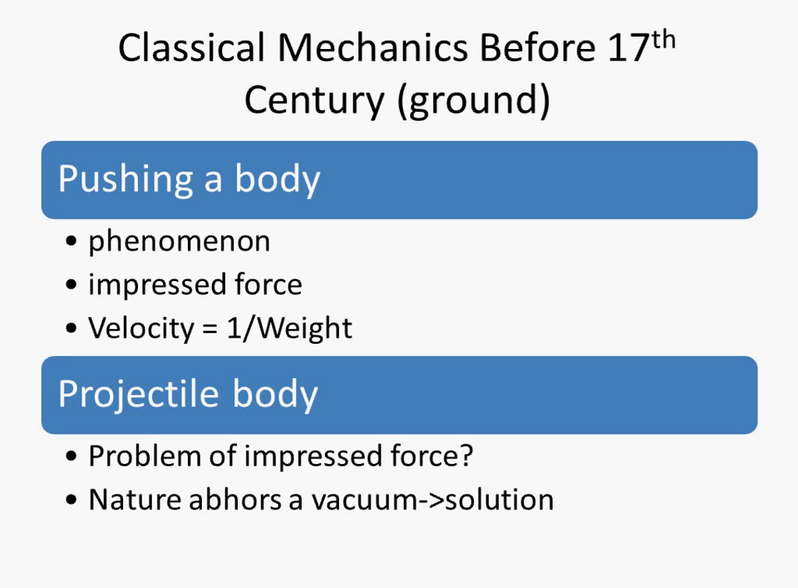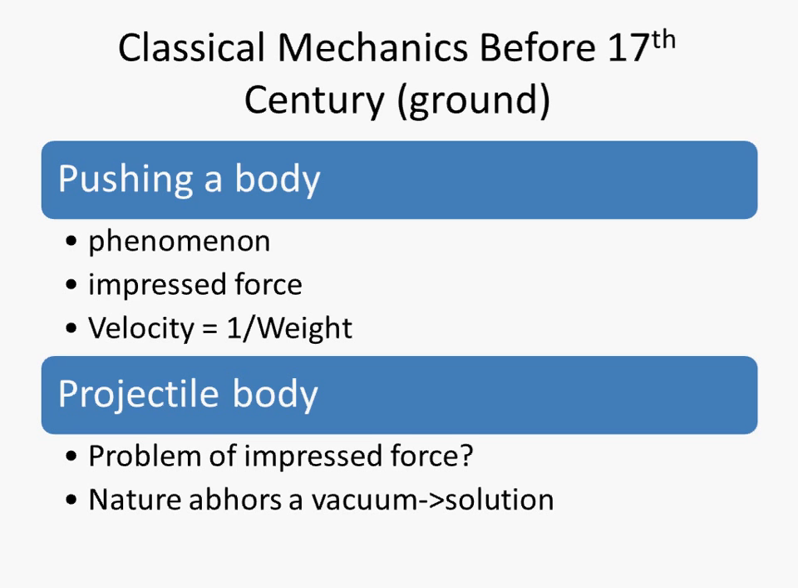So, how did they explain why a body with a very heavy weight is hard to move? Their solution is that the velocity of a body is inversely proportional to the weight of that body. So a heavy body is hard to move. Its speed is so slow.